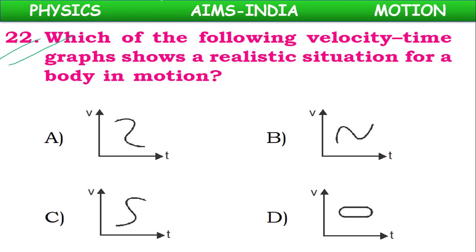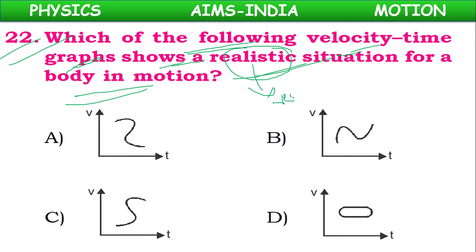Next one, 22nd question. Which of the following velocity time graphs shows a realistic situation for a body in motion? Realistic situation means it should happen in real situations. So that type of graph we have to find out.